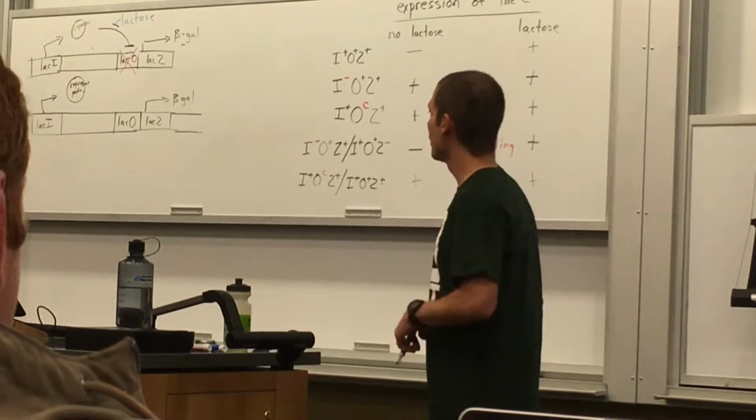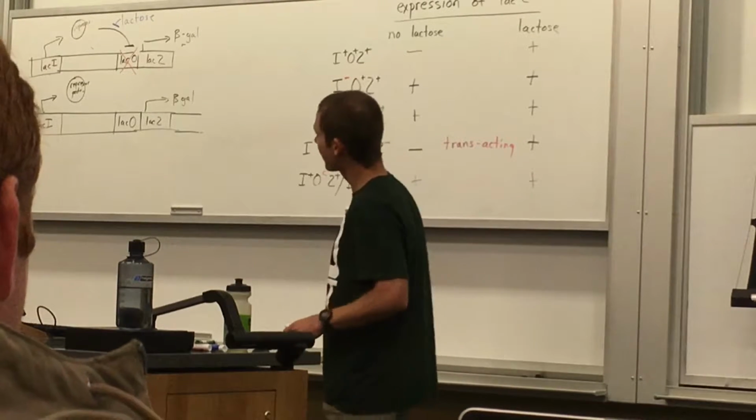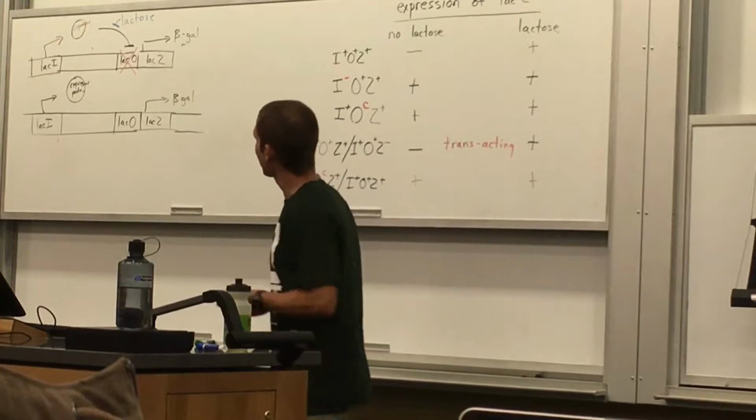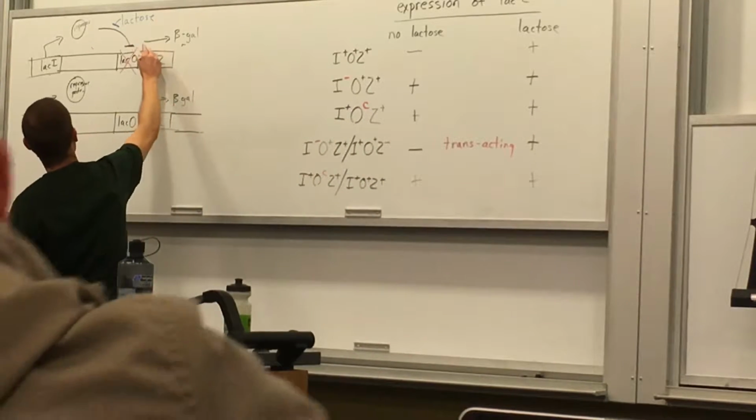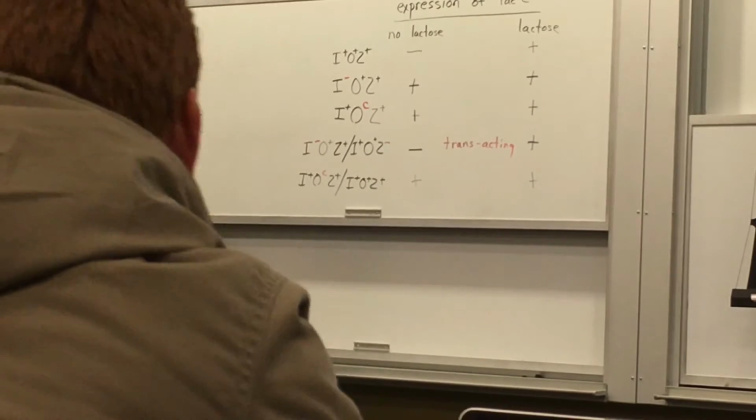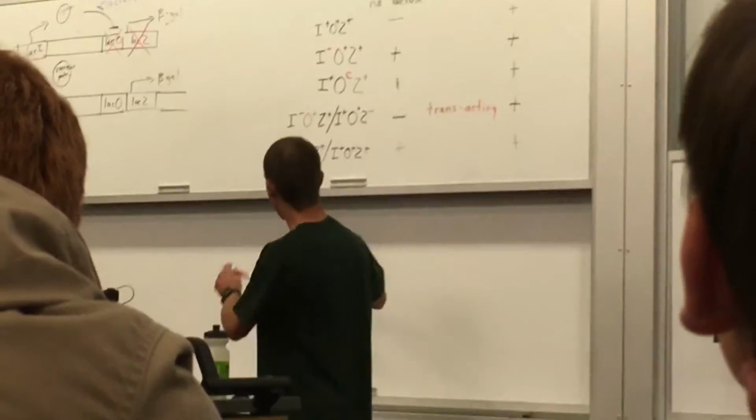Now let's make another mutation now to look at what happens. Let's say we do this. We break this copy of LAC-Z that's on the same piece of DNA as that mutant operator.